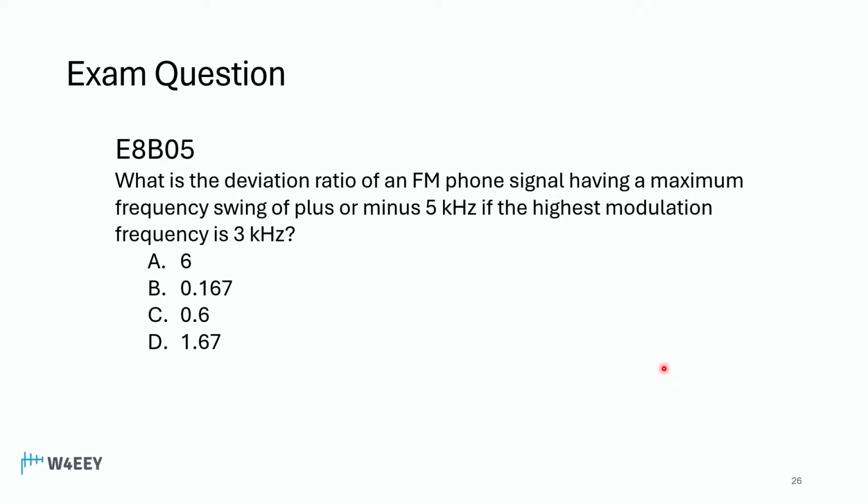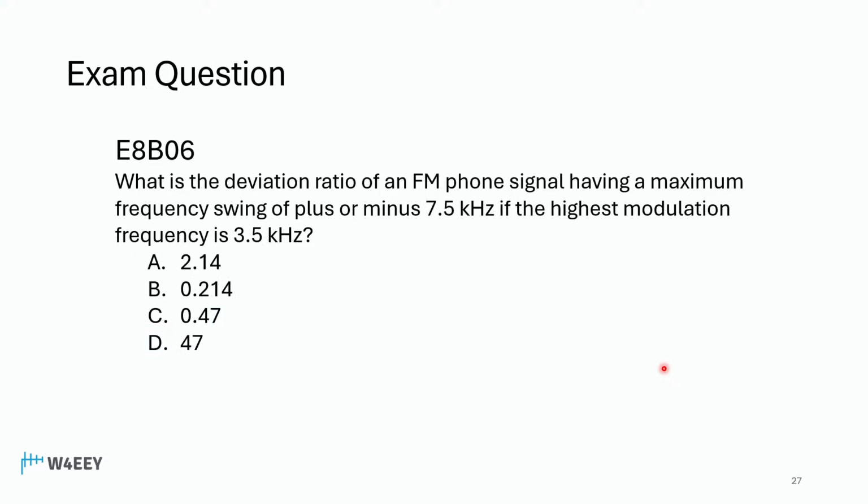So all of that complicated stuff that we saw boils down to just being able to identify a couple of technical facts and doing some real simple calculations. Speaking of which, what is the deviation ratio of an FM phone signal having a maximum frequency swing of plus or minus 5 kilohertz if the highest modulation frequency is 3 kilohertz? Delta. You ought to kill these if you see them. These are gimmies once we understand what we're talking about here.